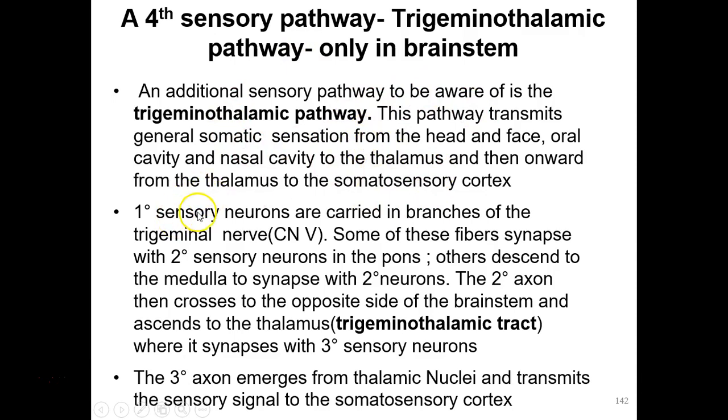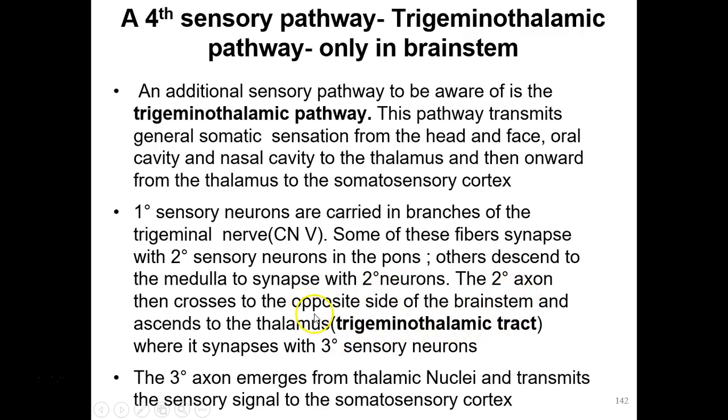So the primary sensory neuron in this case is carried in branches of the trigeminal nerve. Most of these fibers will initially synapse with secondary sensory neurons in the pons of the brainstem. Others actually descend to the medulla, where they will synapse with second order sensory neurons. The secondary sensory neurons, in this case, cross to the opposite side of the brainstem and ascend to the thalamus in a separate ascending tract known as the trigeminothalamic tract.